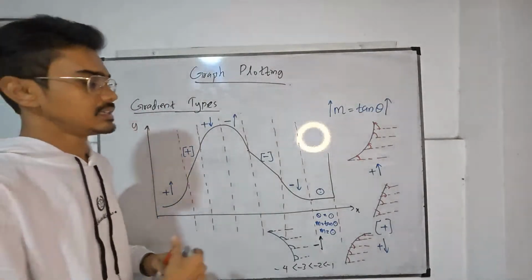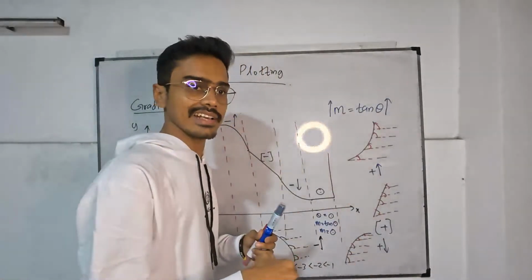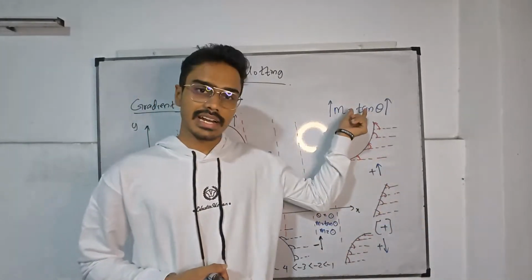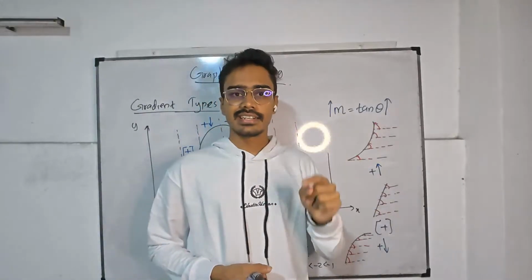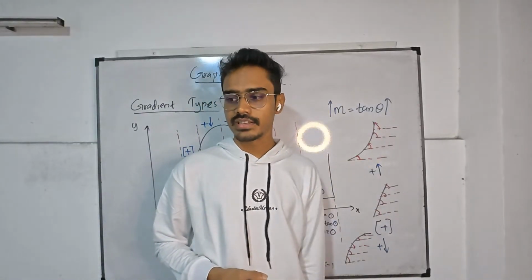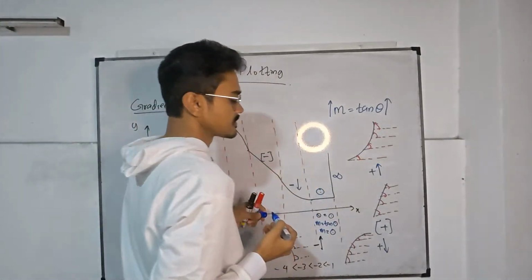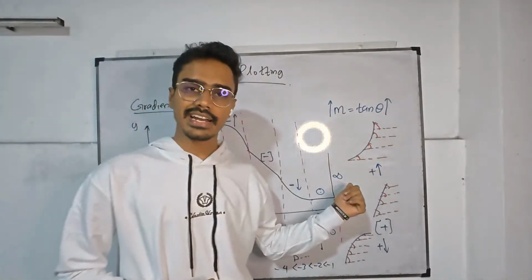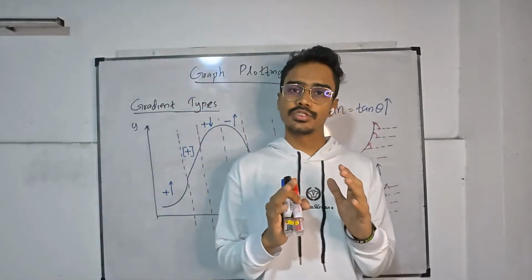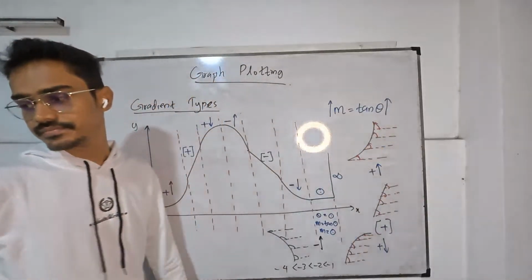And this one, a vertical line, the angle is 90. Theta becomes 90, then the gradient is tan 90. Tan 90 is infinity. So therefore, this is called an infinite gradient. So these are all the types of gradients you should know. Take it down quickly.